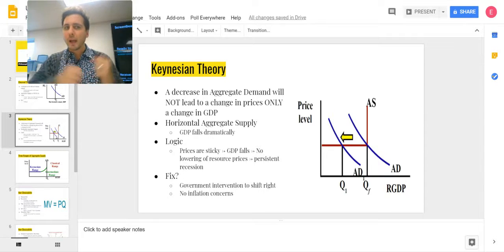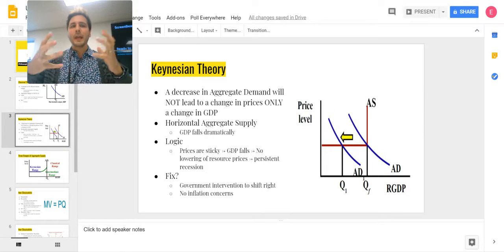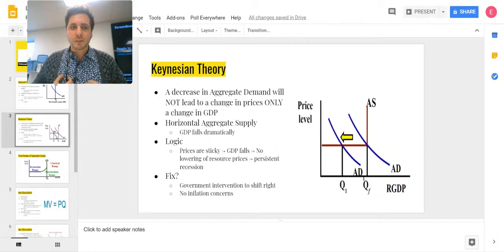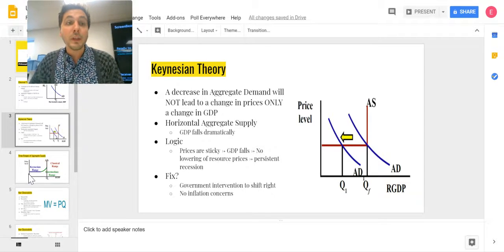Prices are sticky. So when aggregate demand shifts left, people stop buying stuff. It is felt dramatically by the businesses. GDP falls, and then the government has to intervene to fix it. The complete opposite of the classical theory.